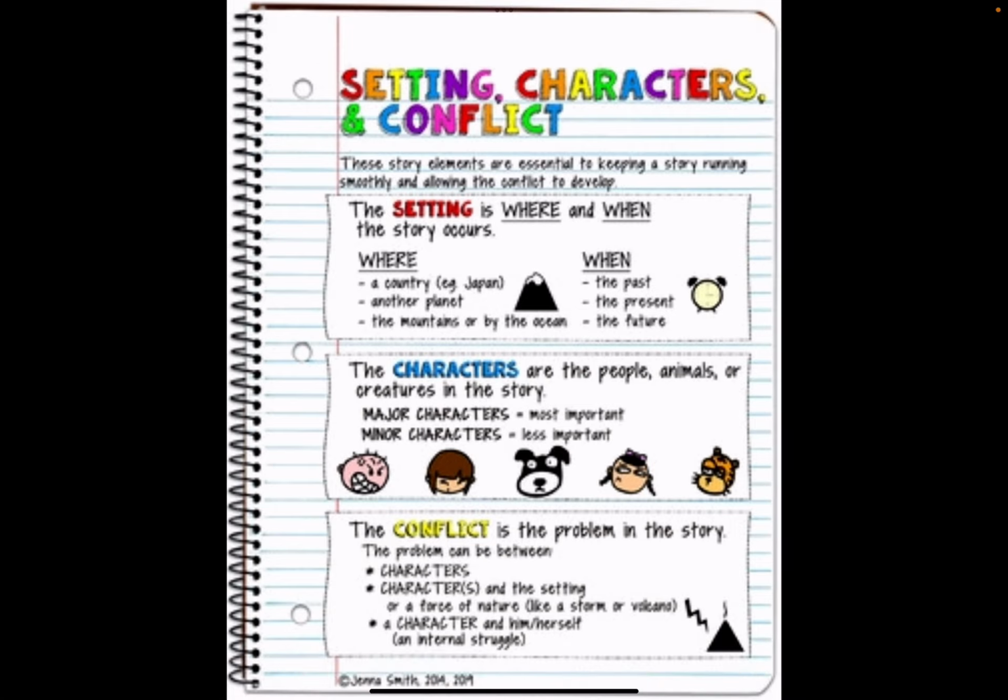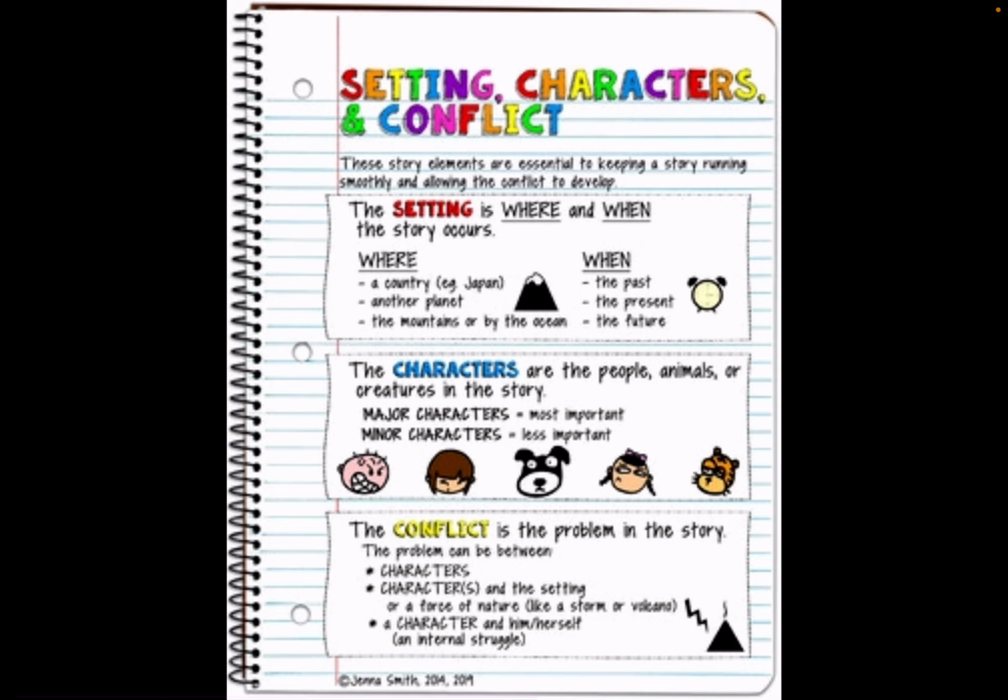So the setting is where and when the story occurs. A country, for example, Japan, will be the country of where you're going. There's another planet, Earth. There's the solar system. There are some of them that you can go to, like, for example, Mercury. The mountains by the ocean. I'll say by the ocean. So there are three things for when it's taking place: the past, the present, and the future.